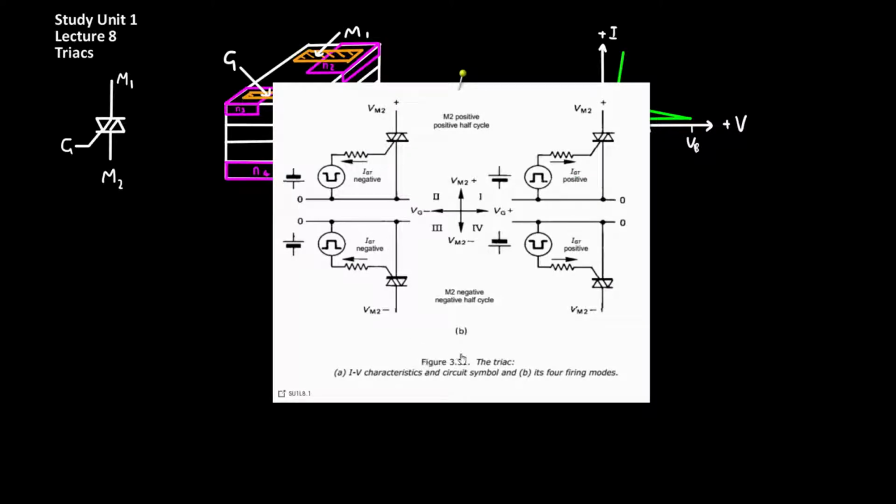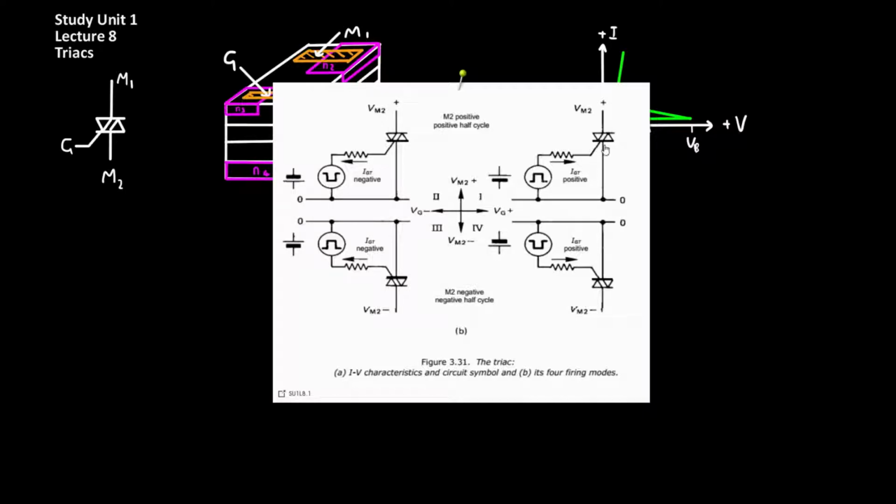Shown here is figure 331 from the reference text. The 4 modes are determined by the polarity of the current at the gate. So in modes 2 and 3, current is being sourced from the gate, and in modes 1 and 4, the gate is sinking current from some or other source. The modes are also determined by the polarity over the terminals M1 and M2 of the triac.